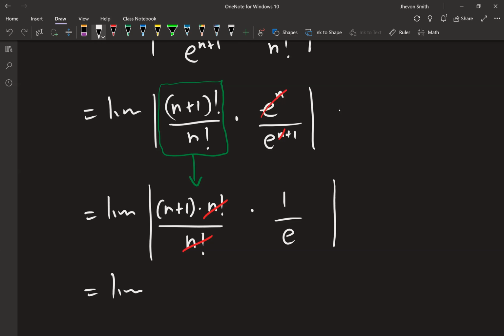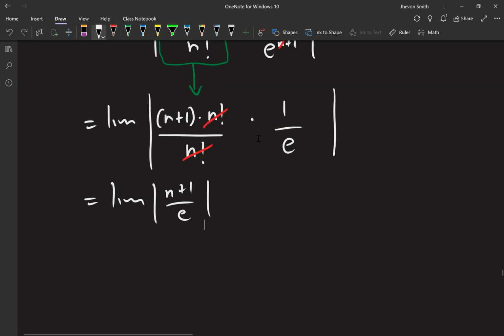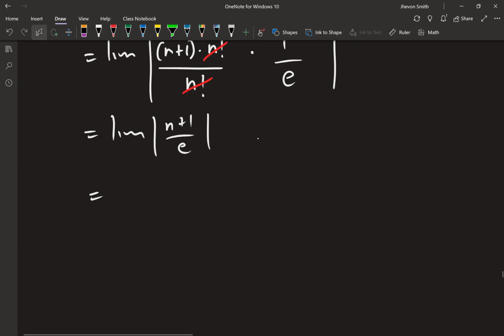So here I would have the limit of n plus 1 over e. And I'm going to go over that point again. And this, of course, goes to infinity, which, as you know, is greater than 1. So the series diverges.